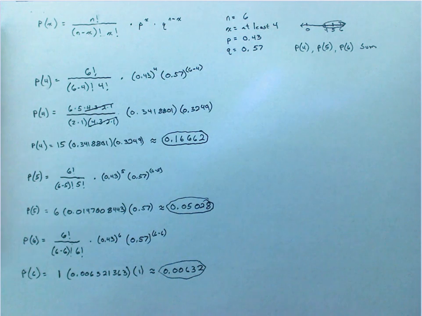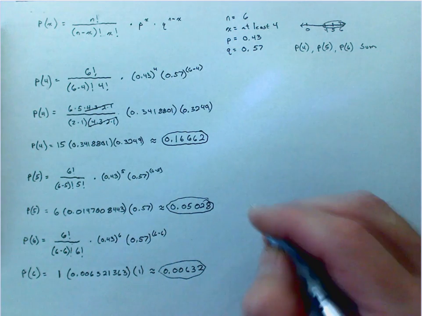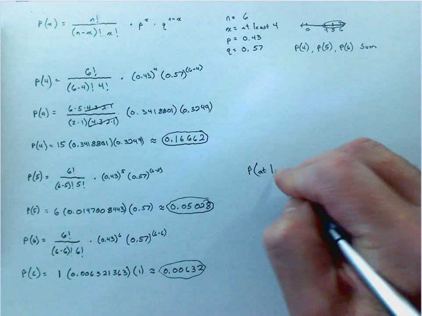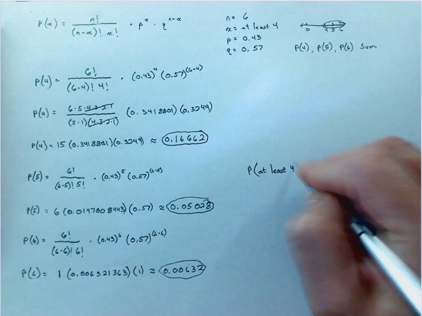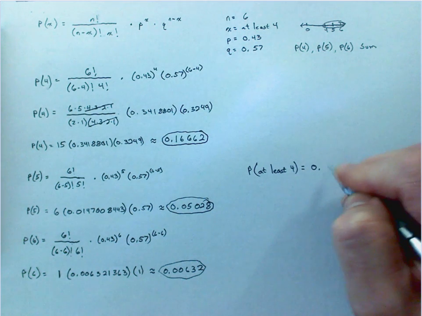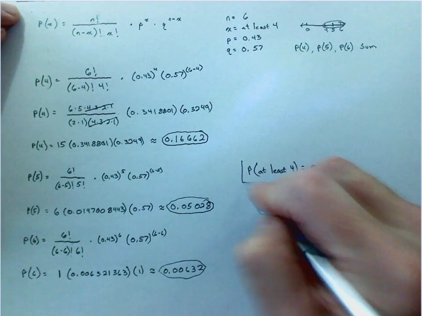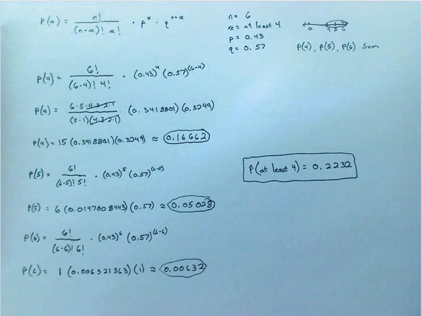Now add all 3 of those together. The probability of at least 4 equals 0.223. And that is using the binomial probability distribution.